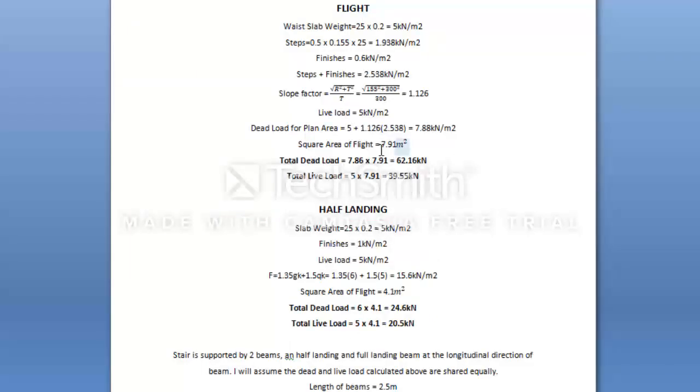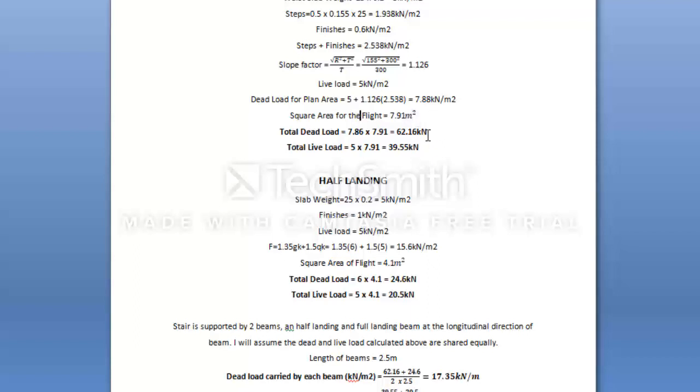So after I've gotten my square area for the flight, let me change this for the flight. Then I calculated the load in kilonewtons by multiplying the dead load and the live load by this area. So the total dead load is what we have calculated here. Dead load for planned area 7.88 times the area 7.91. If you do that, 7.88 times 7.91 will give you 62.33. So I will change this to 62.33.